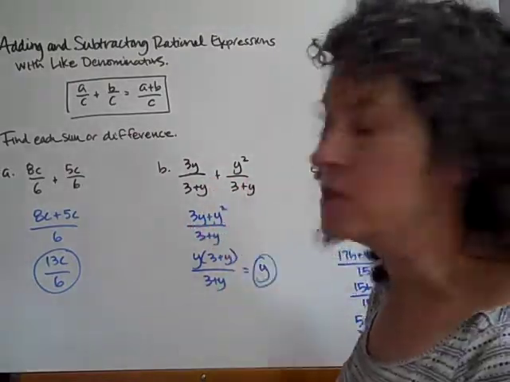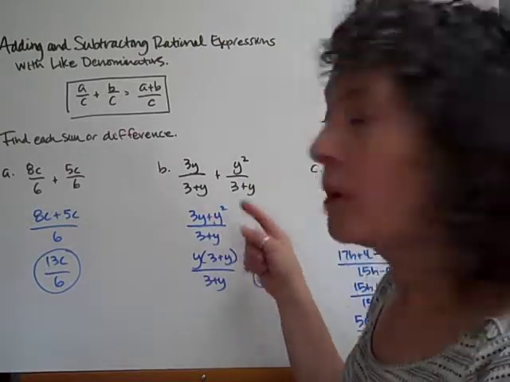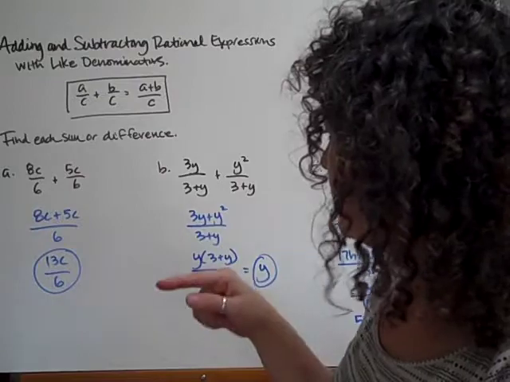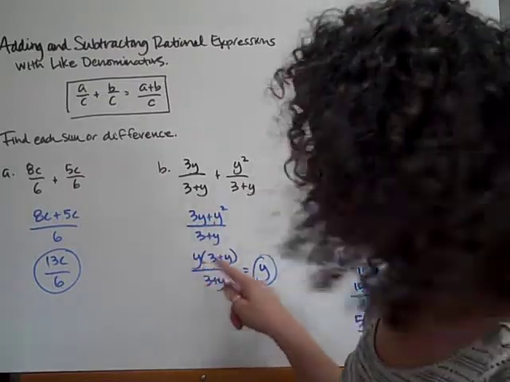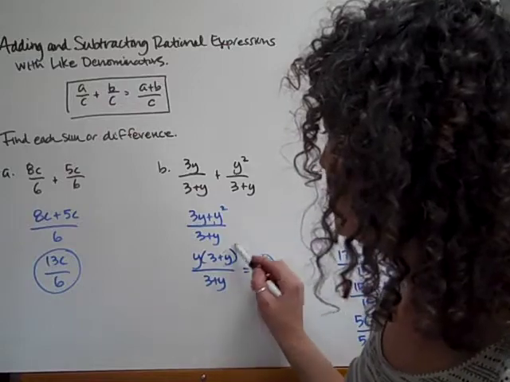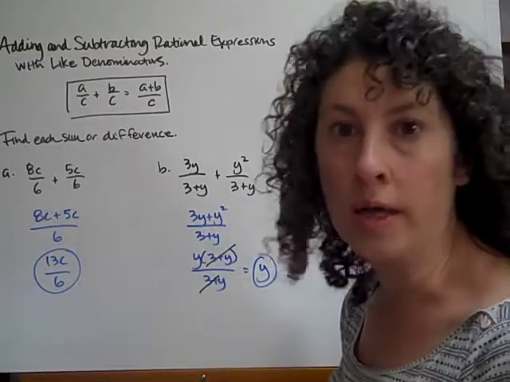Next one, I have 3y over 3 plus y, plus y squared over 3 plus y. Again, common denominators here, so I can add them. I'm going to keep the denominator. I'm going to add my numerators, 3y plus y squared. I'm going to see if I can factor those, and I can pull out a y, so I have y times 3 plus y, and the 3 plus y and the 3 plus y cancel each other out, and I end up with a sum of y.